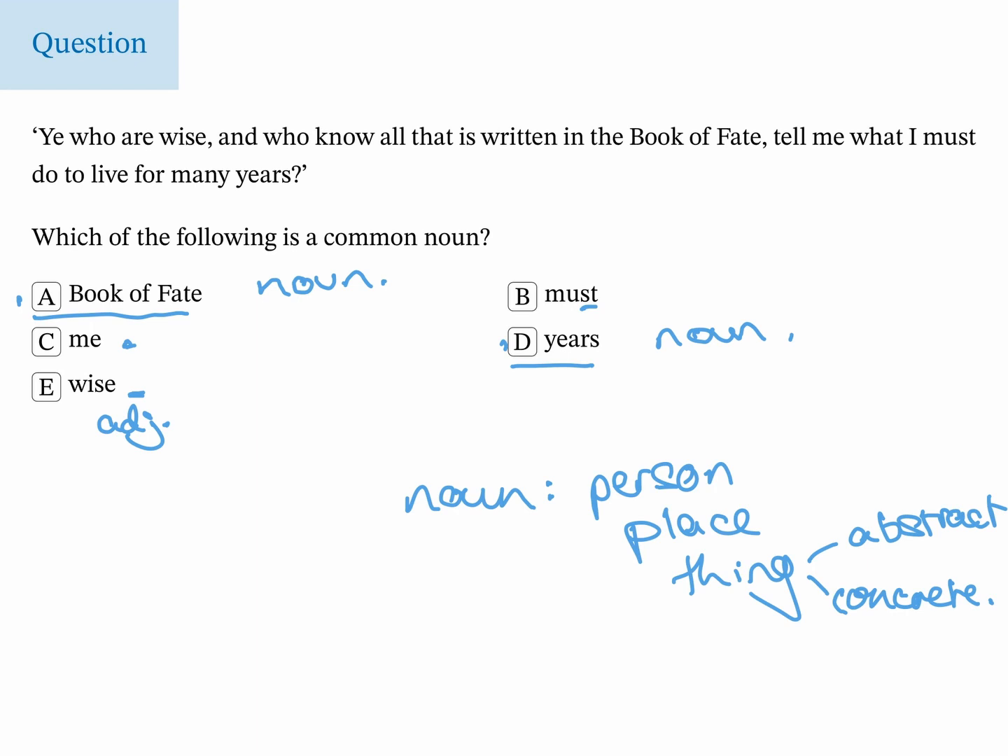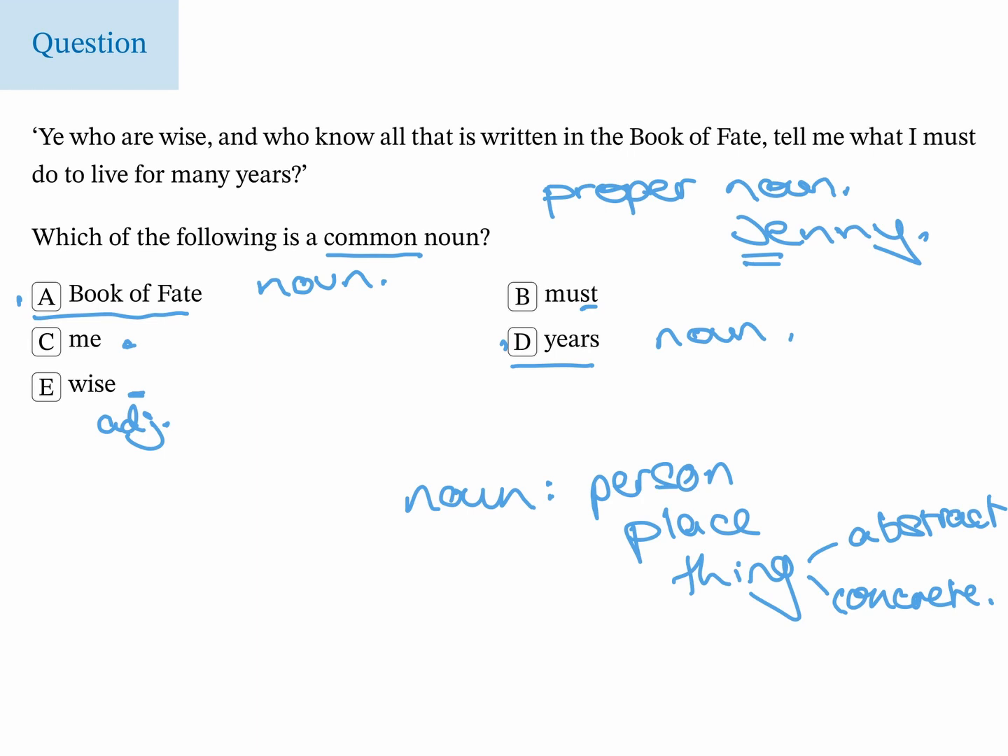Okay, so we've got these two nouns. We know that both of these are nouns, and we're looking here for a common noun. The opposite of a common noun is called a proper noun. A proper noun is the name for a specific person or a place or a thing. Jenny, for example, is a person's name. And you can see that there is always a capital letter for somebody's name.